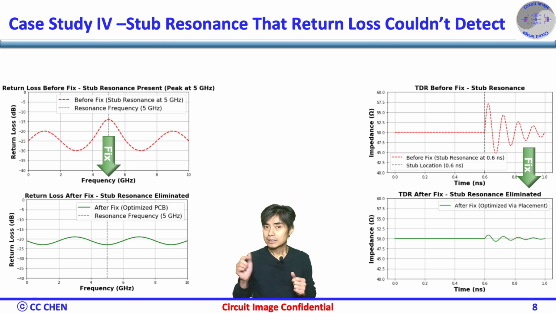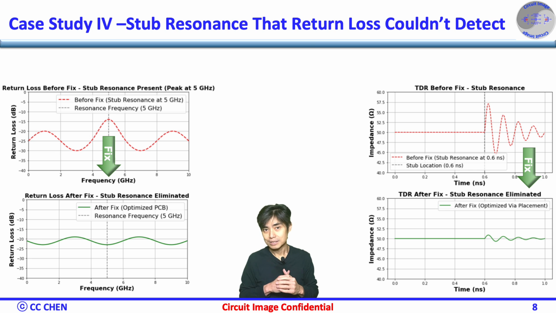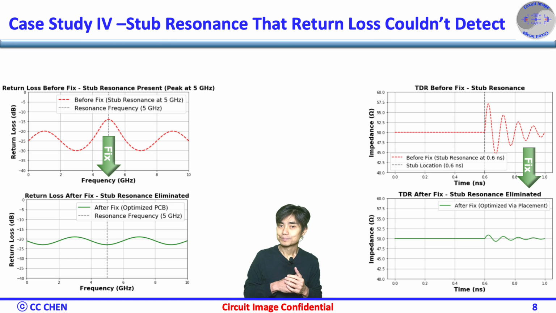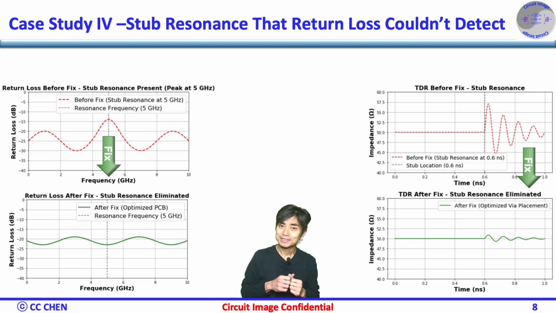However, in TDR, the stub's effect was clear. A periodic impedance fluctuation appears in the time domain trace. A redesign with better via placement and layer transition eliminates the issue. The result? A more stable signal, reduced noise, and improved jitter margin.